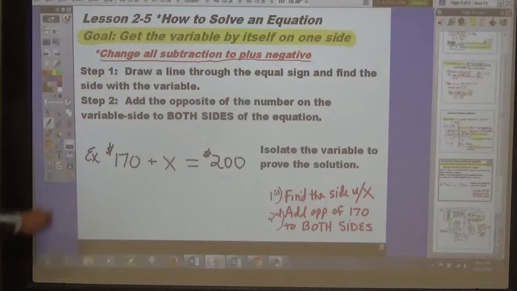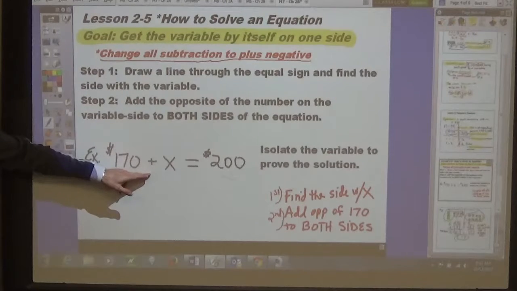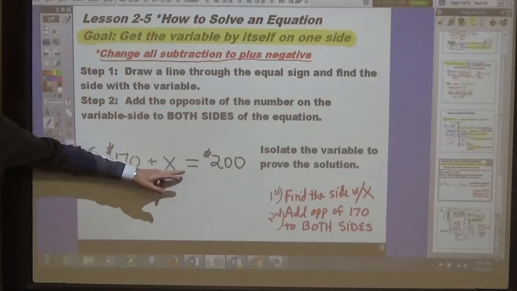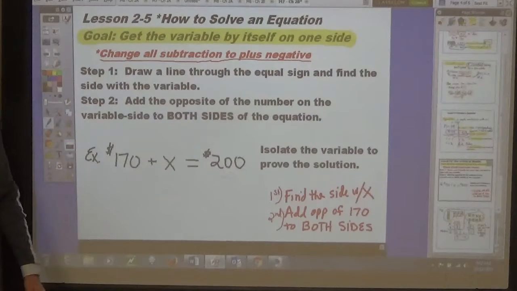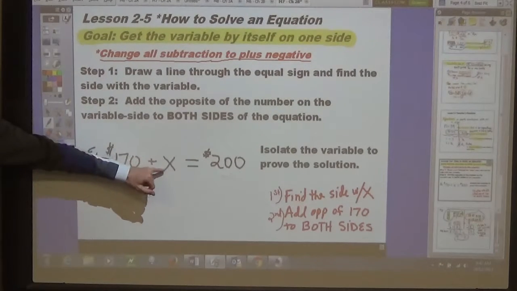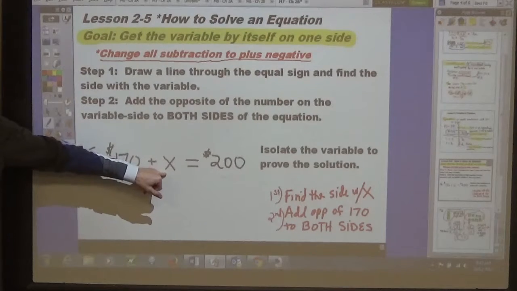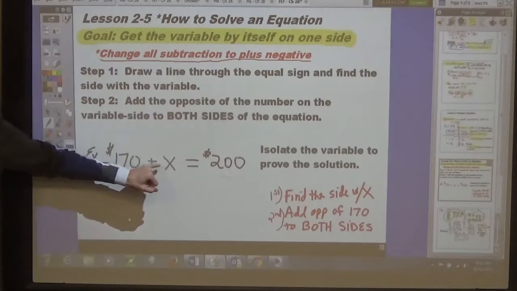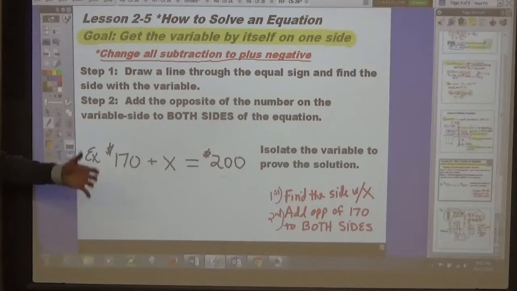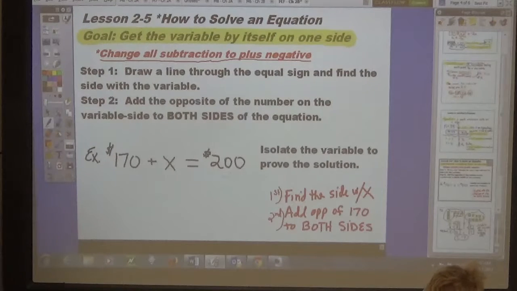So let's practice with this one. Write this one in your notes. $170 plus x equals $200. And we have to prove what x is. Not just write that x equals $30, because you can probably look at this equation and say, well, x equals $30. But that's not what we're learning how to do. You're learning how to prove it. Okay? So in order to prove it, you have to follow the rules of algebra, follow the rules of solving.